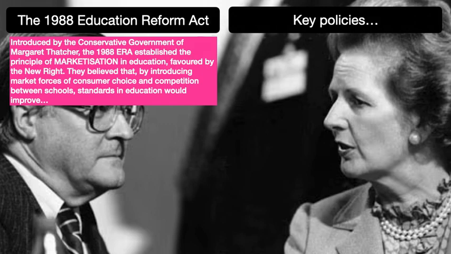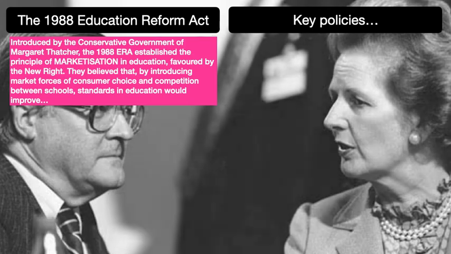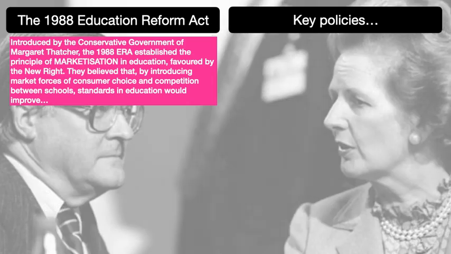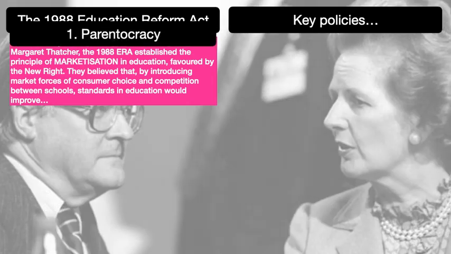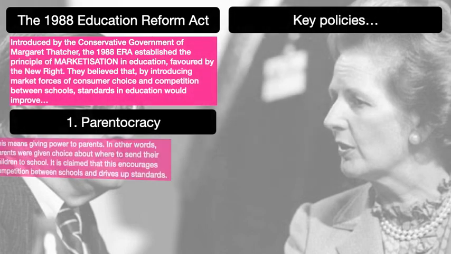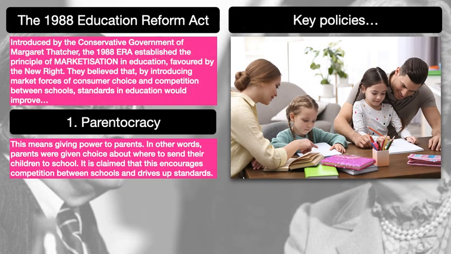So let's have a look at a few of the key policies in this marketisation of education. Well, the first one is a word known as parentocracy. This means giving power to parents. In other words, parents were given choice about where to send their children to school. It's claimed that this will encourage competition between schools and, as a consequence of that, drive up standards.